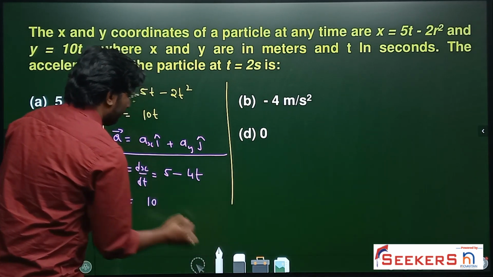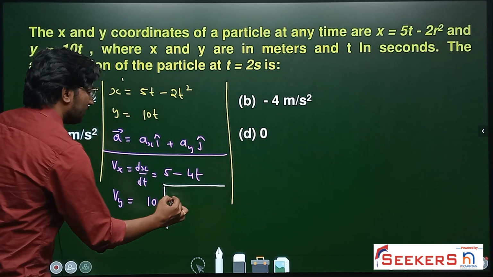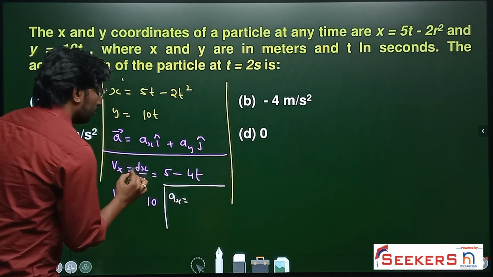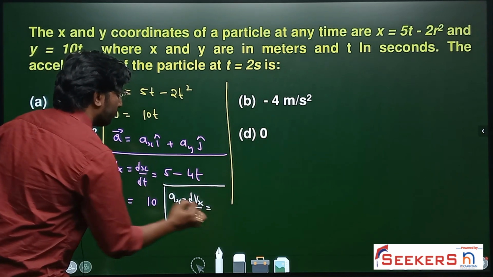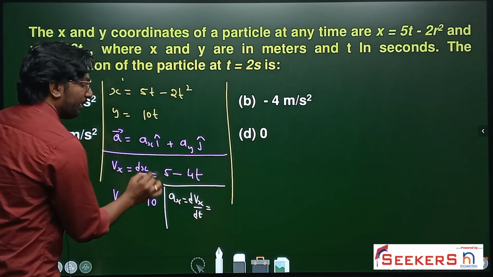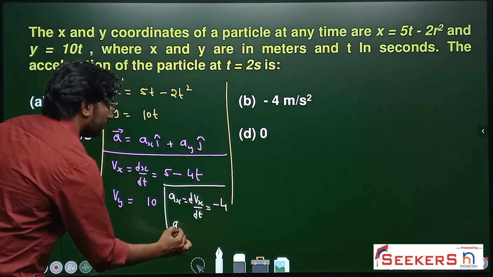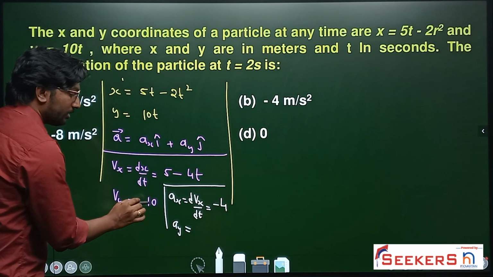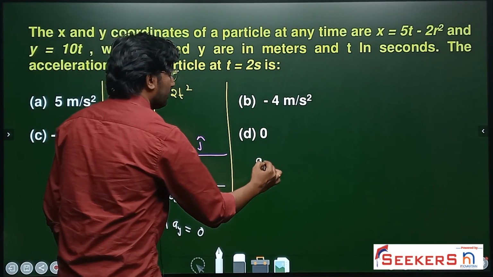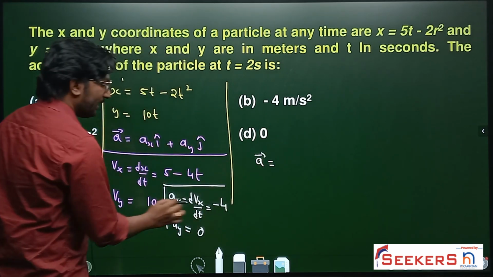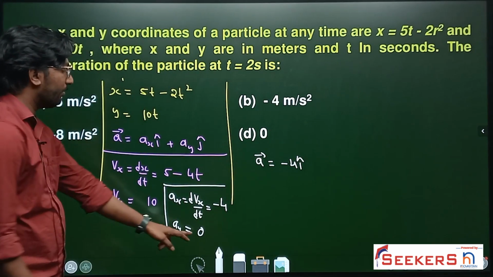Then you differentiate this vx again. So I'm doing it over here. You differentiate vx to get ax. The ax value will be obtained by dvx by dt, by differentiating the vx component. So that will give us, for 5 the differentiation is 0, and this will be minus 4. And for ay, vy is already a constant, that is 10, so ay will be 0. Therefore, as a total answer, the acceleration vector is ax i cap, that is minus 4 i cap, and ay j cap, but the ay value is 0.